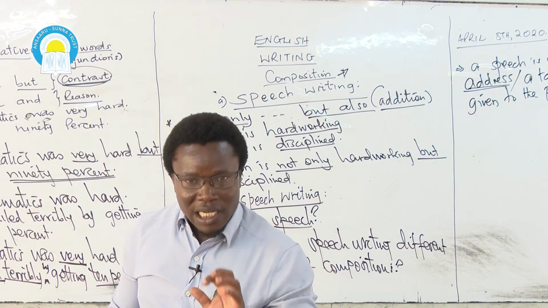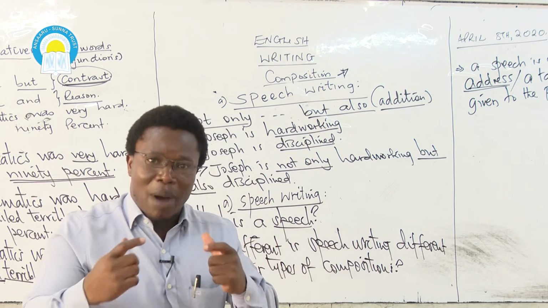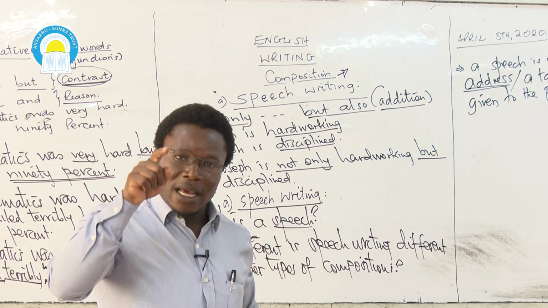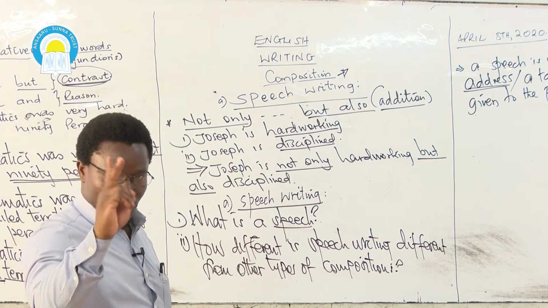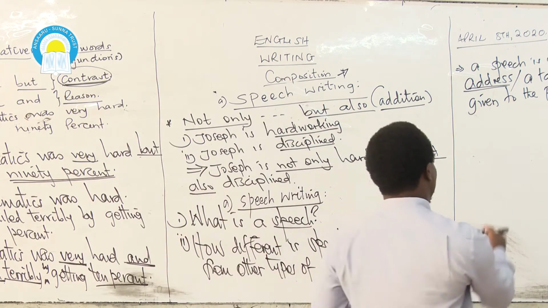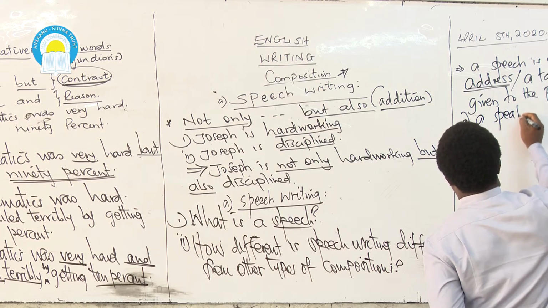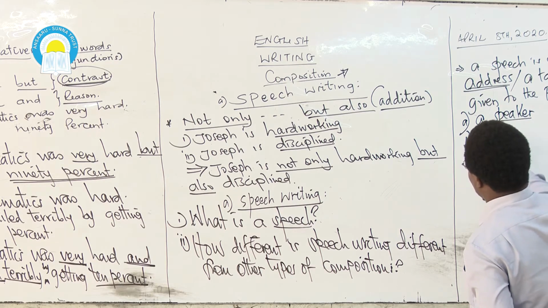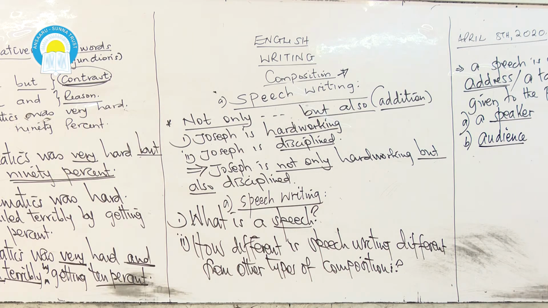Now that a speech is a public address, a speech is a talk given to the public, the question that should ring into our mind is, who gives this talk to the public? And what is this public we are talking about? 2 things for you to understand. 1, in a speech writing composition, you need to find out who a speaker is. 2, in a speech writing composition, you need to find out who is part of the audience.